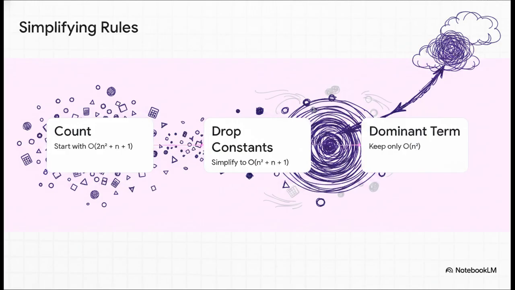We immediately drop the constants. Those static numbers don't matter at scale. So that leaves us with O(n squared plus n). Step 3. We keep only the dominant term. We just drop the rest, leaving us with a clean O(n squared). When n approaches a million or a billion, that dominant n squared term completely and utterly dwarfs the lower order terms. They just become irrelevant.